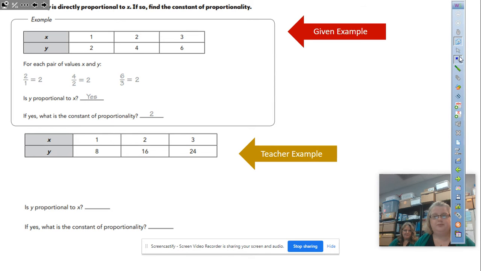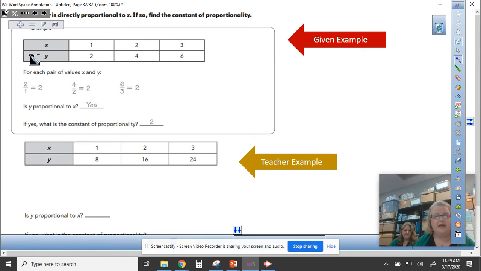Looking at the table, it has x's across the top and y's across the bottom, and we're looking at each pair of values for x and y. We're going to be comparing the y to the x, that ratio, every time. If those ratios match all the way across, then we have a direct proportion.